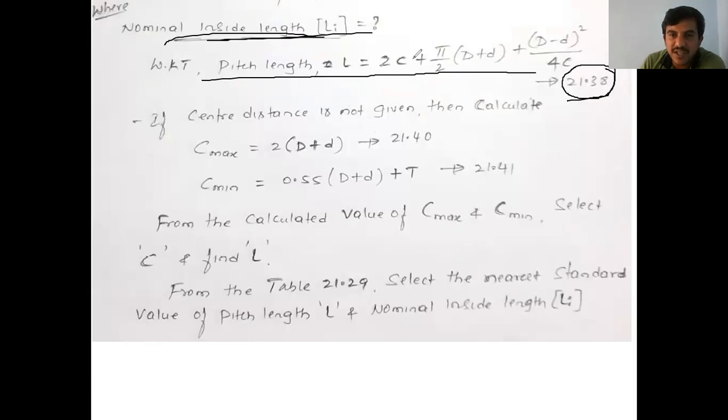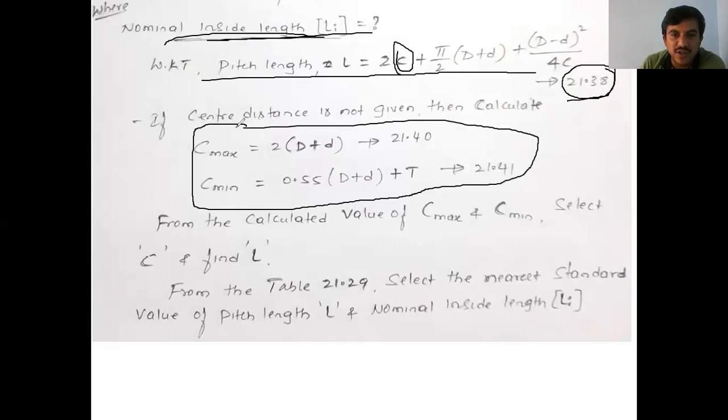Suppose the C value is given in the problem, then we can consider it directly. Suppose the C value is not given, then you calculate C max and C minimum by considering equation number 21.40 and another one, 21.41, where capital D and small d stand for the diameter of the larger and smaller pulley. What does T stand for? It is the thickness of the belt, not the tension here, the thickness of the belt or height of the V belt.